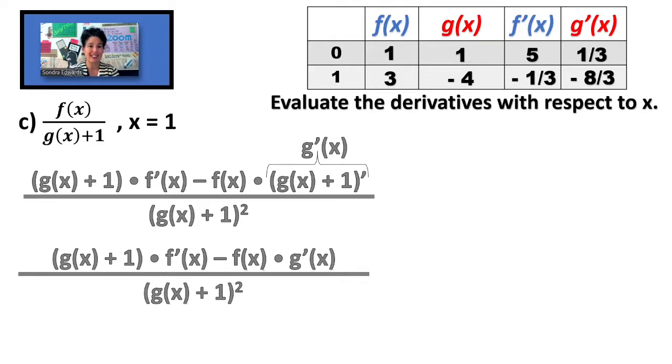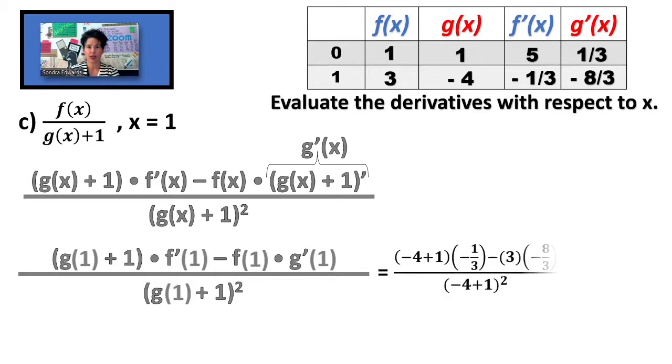Now we're ready to substitute in 1. Going to my table, I start finding the answer, so g of 1. So I go across from x equals 1, and when we substitute in 1 into the g function, we get negative 4. F prime of 1, go across from x equals 1, and then to the f, so we'll get negative a third, and so on. So I'm just substituting in our answers.